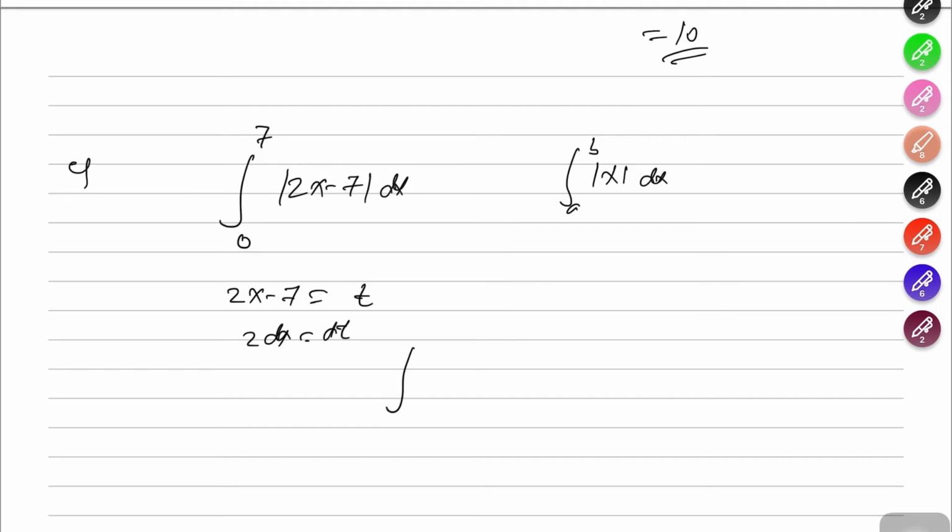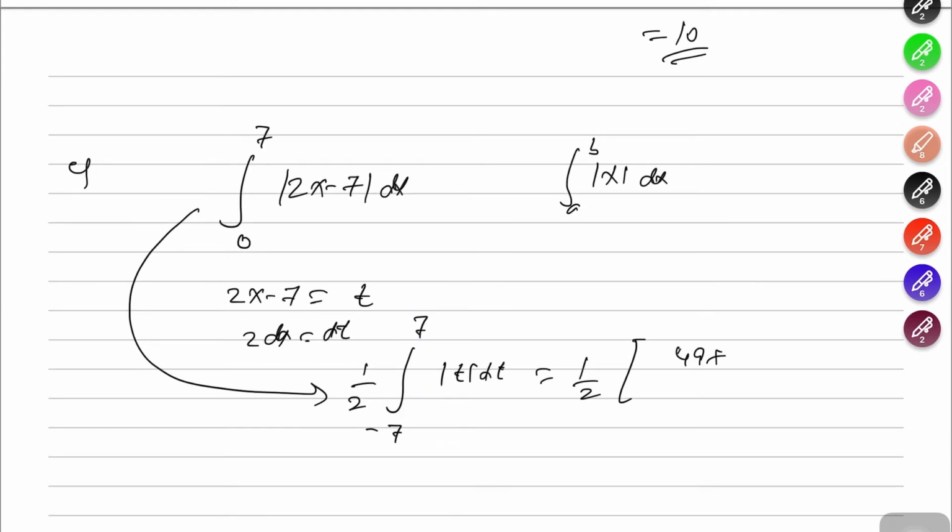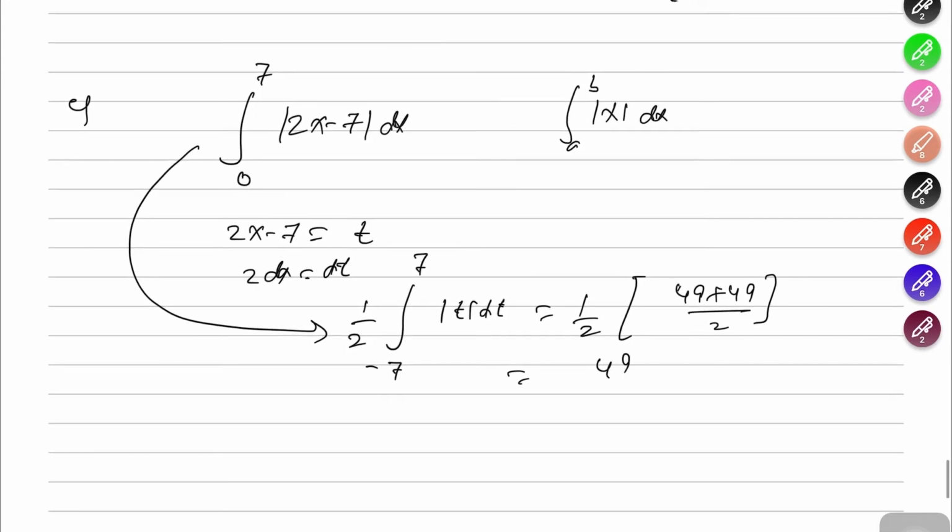So that problem converts into: if x is equal to 0, that becomes minus 7, and if x is equal to 7, that becomes 7, and this is mod of t dt upon 2. So this problem converts into this form. Then half, and we know that they are of opposite sign, so that means add, so 7 square plus 7 square, 49 plus 49 upon 2. So that becomes 49 by 2. So that is the answer.